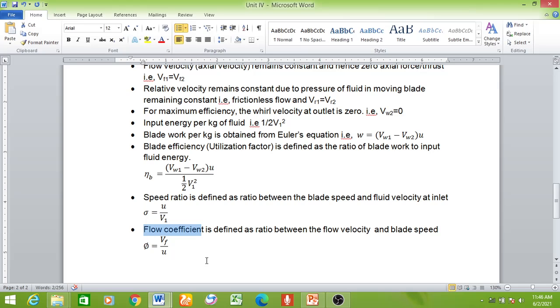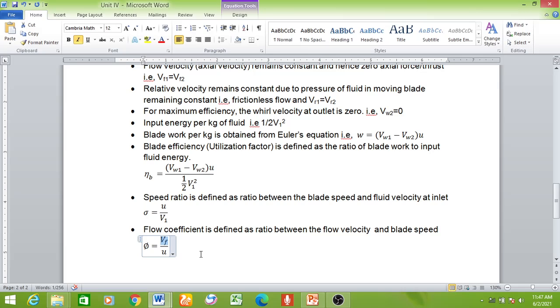And the next thing is flow coefficient. So what is flow coefficient? You have to consider the flow velocity. It is the ratio between the flow velocity and the blade speed. That ratio is known as the flow coefficient. Remember, flow velocity is the axial velocity. Speed ratio is the ratio between the blade speed and the jet speed, while flow coefficient is the ratio between flow velocity and the blade speed, given by phi. Phi is equal to Vf, the flow velocity, by u. I repeat, Vf is flow velocity, otherwise known as axial velocity. Some books define it as axial velocity by the blade velocity.